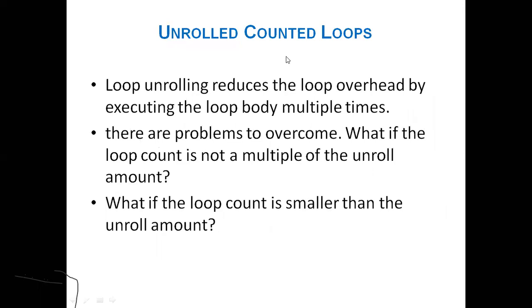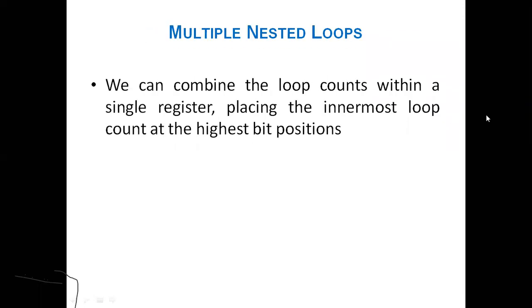Just remember that unrolled counted loops are nothing but loop unrolling, which reduces overhead, where you are executing the loop body multiple times. That is called unrolled counted loops. Okay, and multiple nested loops. We can combine loop counts within a single register, placing the innermost loop count at the highest bit position.